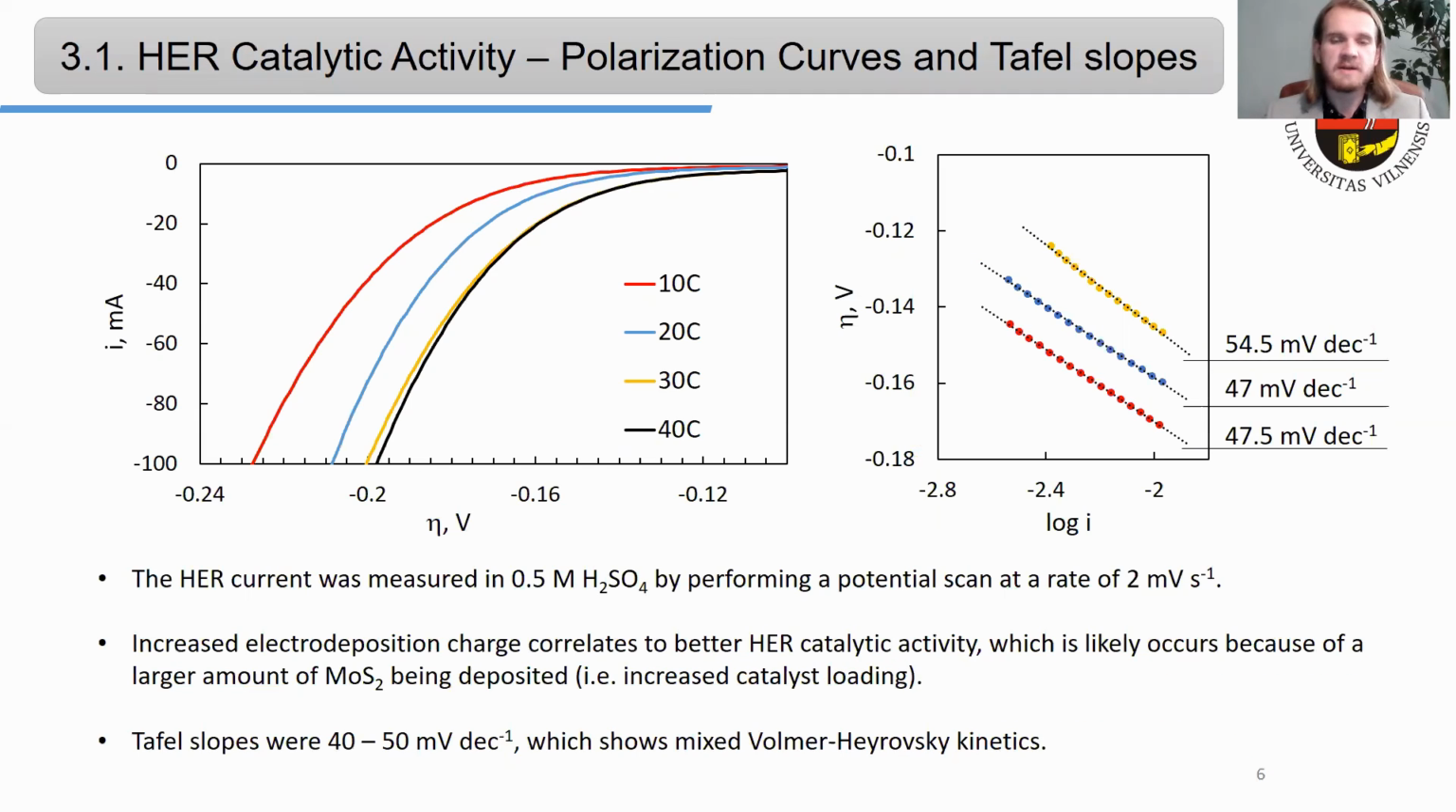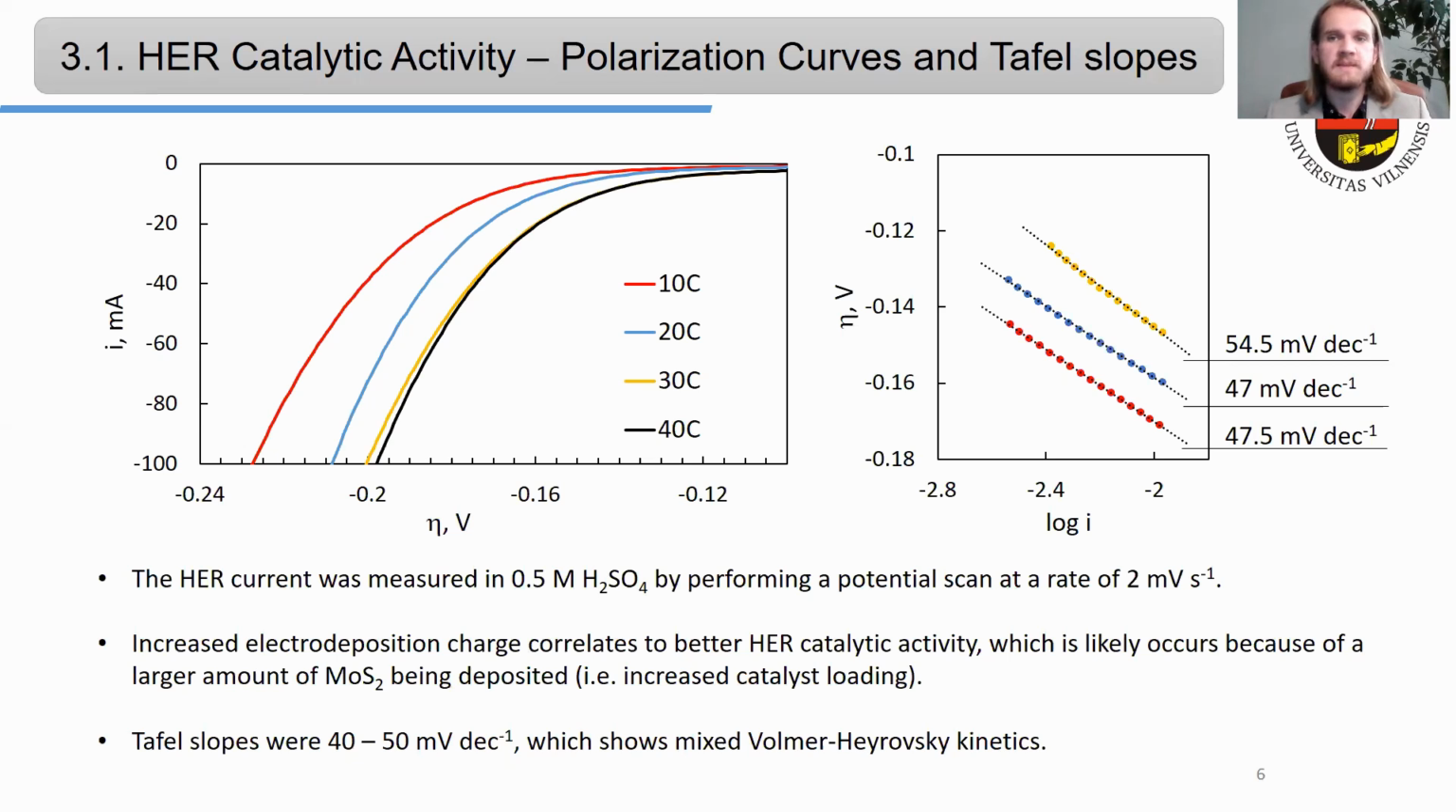To characterize the hydrogen evolution reaction catalytic activity, we performed linear sweep voltammetry scans in acidic media, 0.5 molar sulfuric acid. The electrodes were prepared galvanostatically by carrying out the deposition for an increased amount of time, which relates to increased charge. The legend on the graph shows the charge in coulombs, and immediately it can be seen that increased deposition charge correlates to better hydrogen evolution reaction catalytic activity.